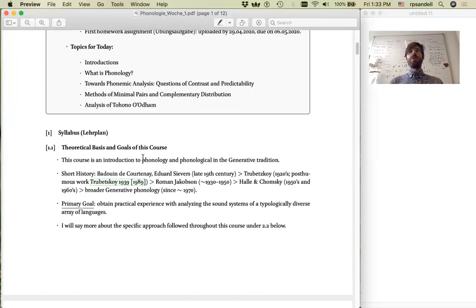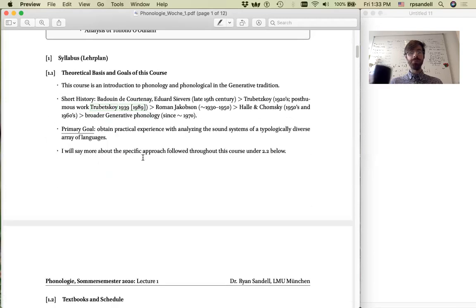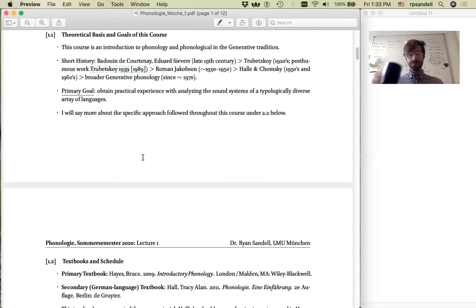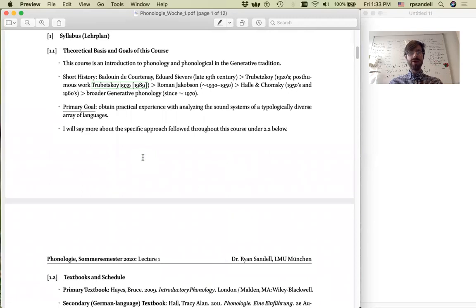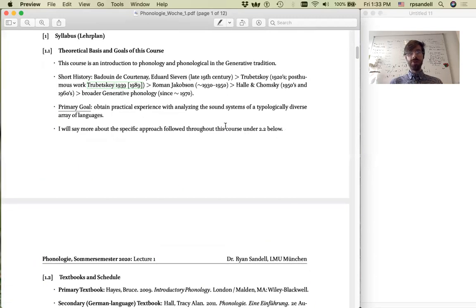There was a major change in the overall approach to analysis during the 1990s with the advent of optimality theory. I won't say too much about optimality theory during this course. We may mention a little bit more of that under 2.2 here below. But the basic idea of this course, our primary goal, I should say, is just to obtain some practice, some practical experience with trying to analyze the sound systems of a typologically diverse array of languages.